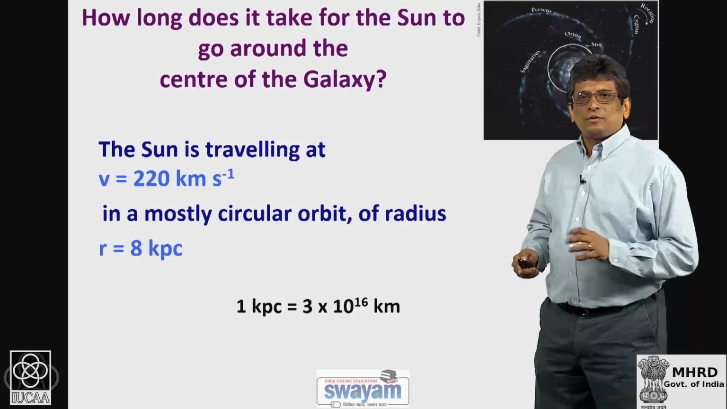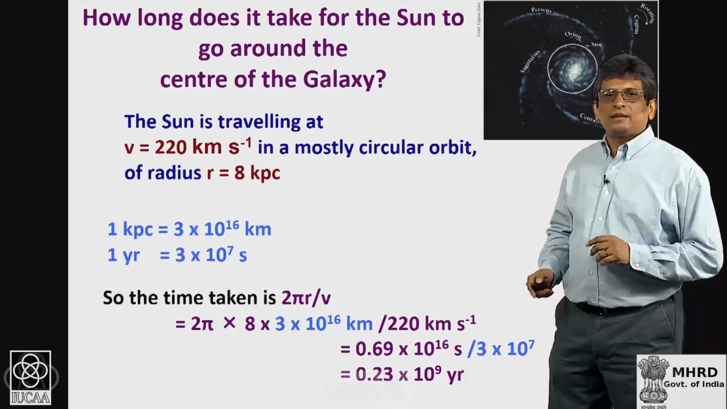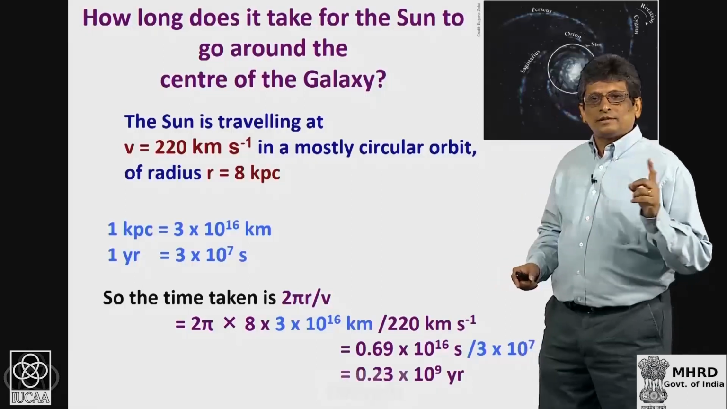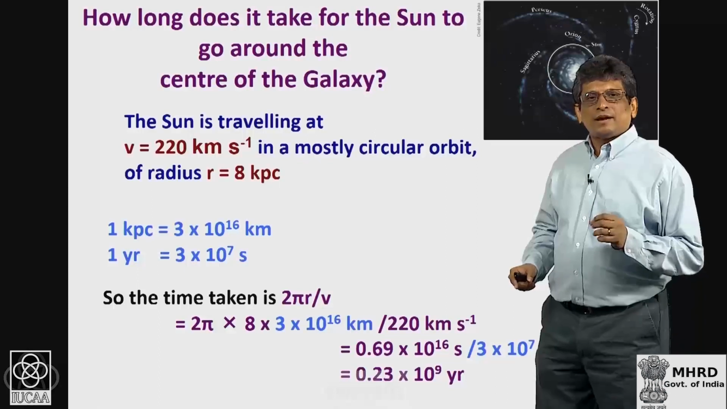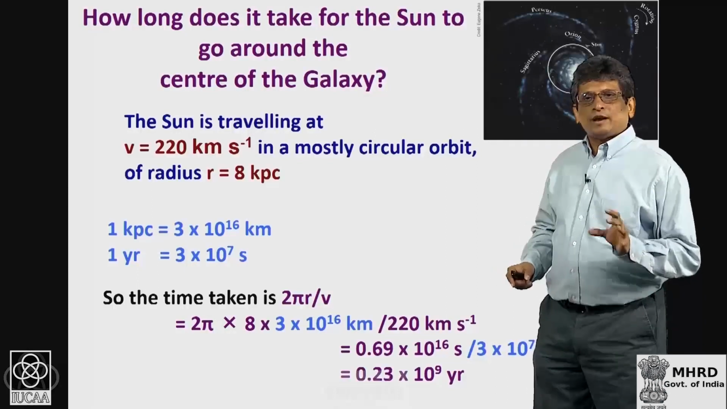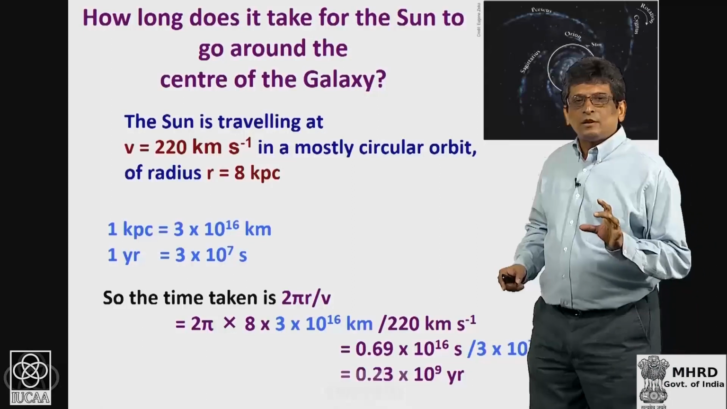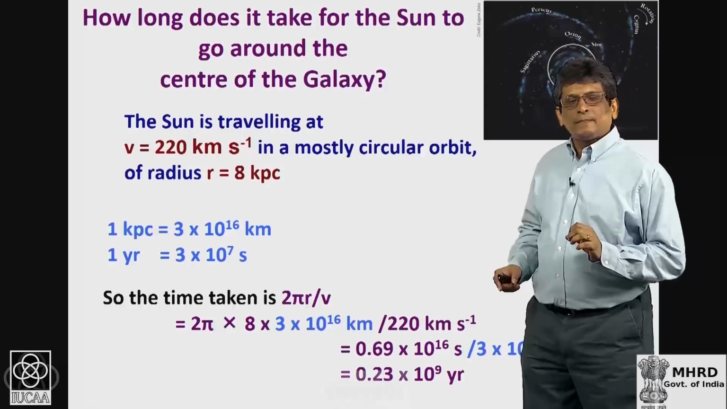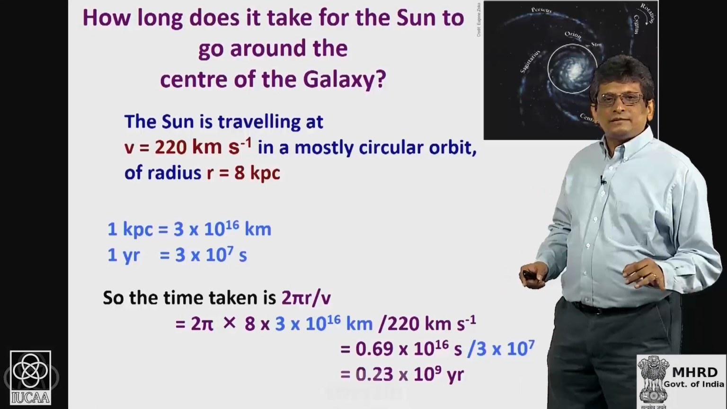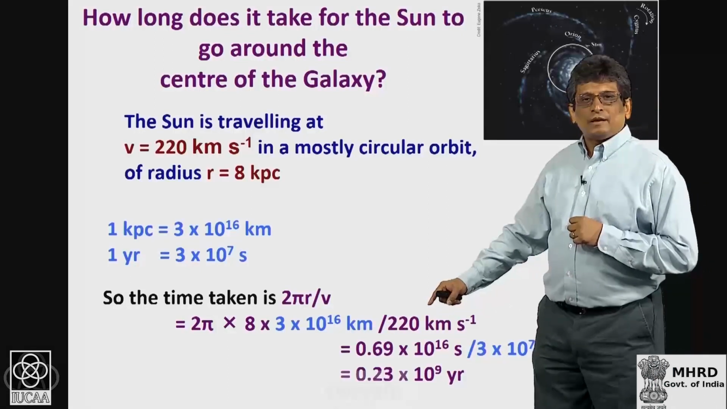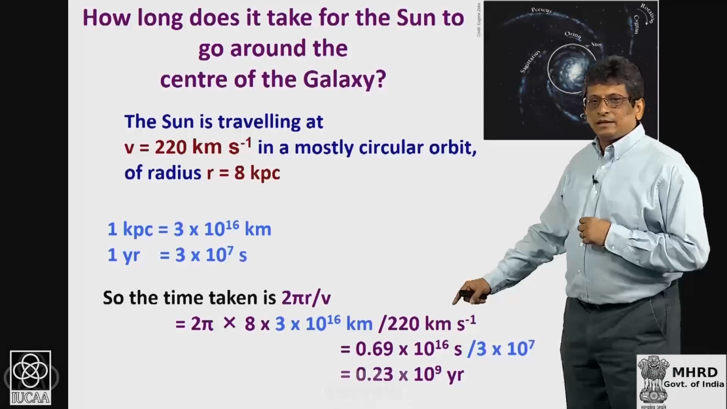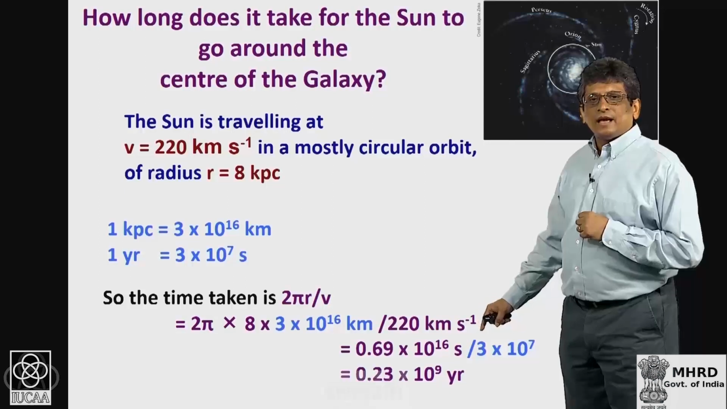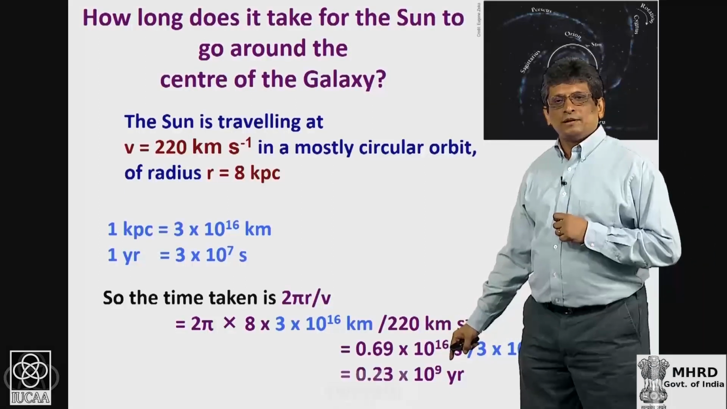Okay? So if it's going in a circle, it's very easy to calculate that it will take 2 pi r, which is the circumference of the circle, divided by its average speed, and that will be the time taken. And if you use the right kind of units, we know that a year is roughly 3 times 10 to the 7 seconds. We use these numbers to figure out what this time will be, and it will come to be about 0.7 times 10 to the 16 seconds, and that comes to be about a quarter of a billion years.